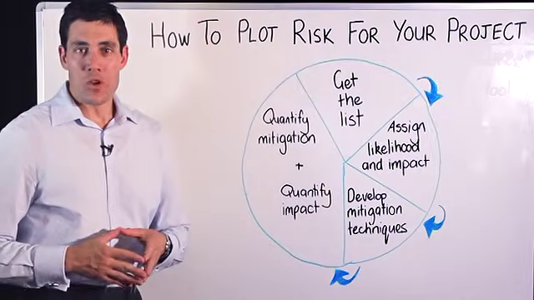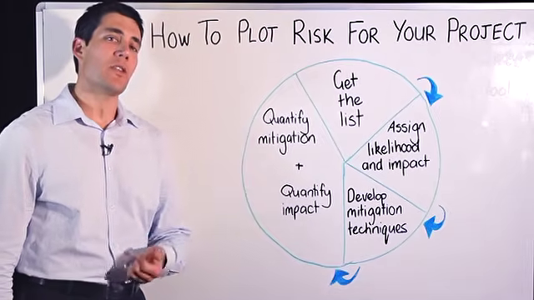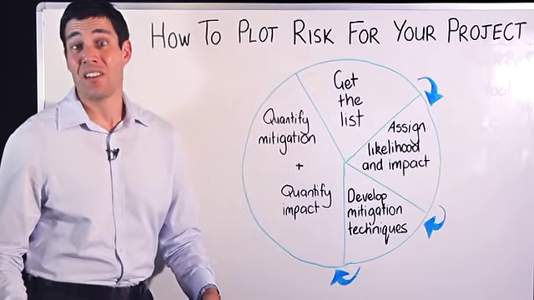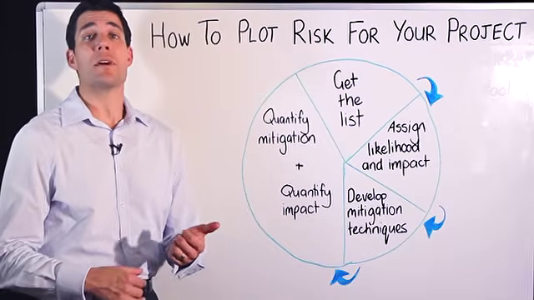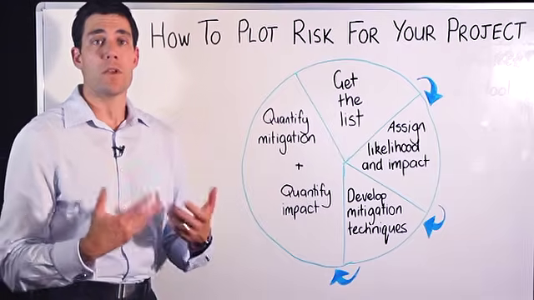Thank you for joining me in today's whiteboard session where I'm going to take you through the steps in bringing together your risk register. Now, the first thing you need to do is get your risk list together. Many project managers simply email out to their project team and ask their team members to send them things they think might go wrong on the project in terms of a risk to the project.